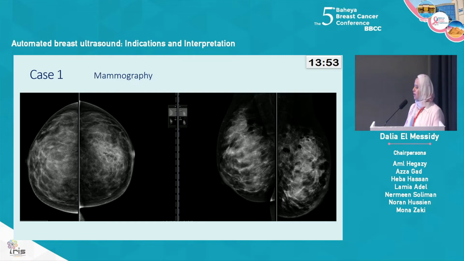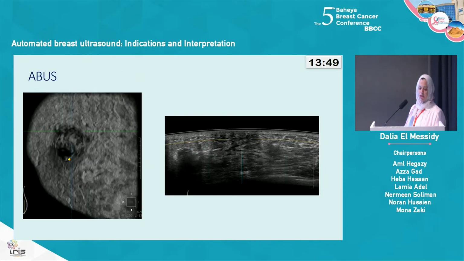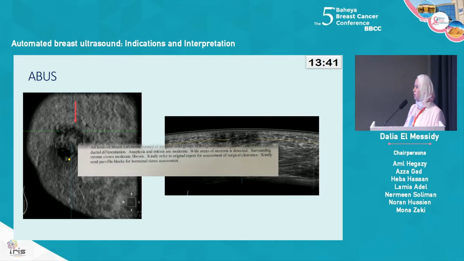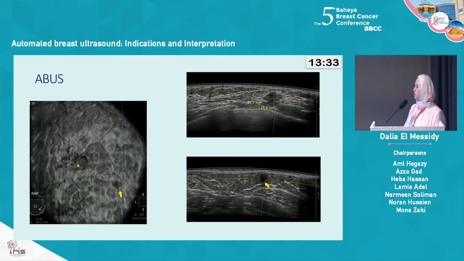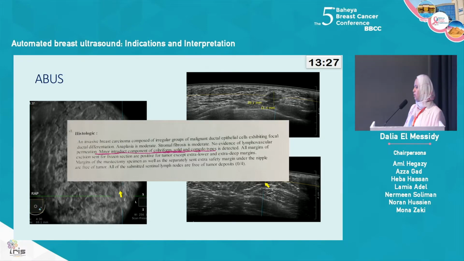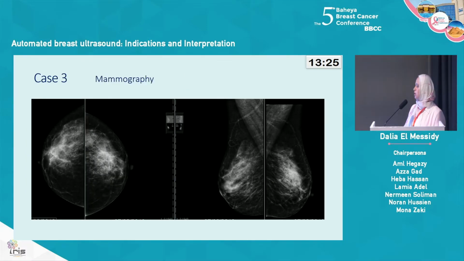Some representative cases. This is a case of bilateral heterogeneously dense breasts where automated breast ultrasound could see a para-areolar area of altered parenchymal echogenicity, which was proved on pathology to be of malignant origin. This is another case showing a right lower outer quadrant small focal asymmetry, which was seen on automated breast ultrasound as an ill-defined, irregular, hypoechoic mass lesion, again proved to be malignant on pathology.